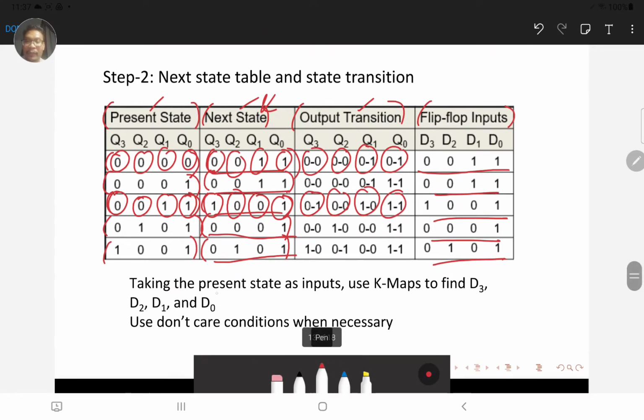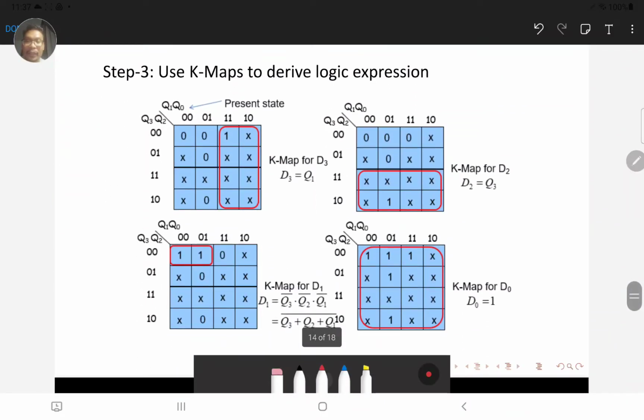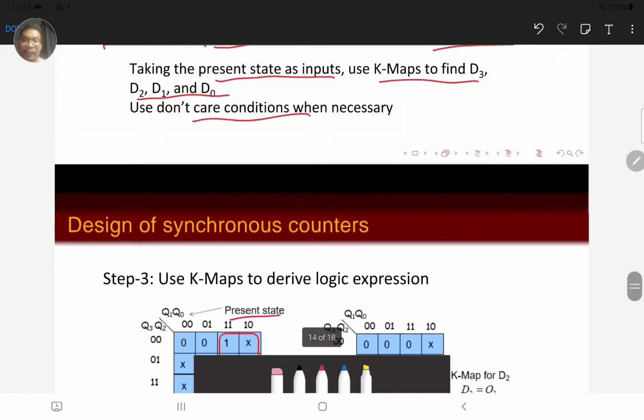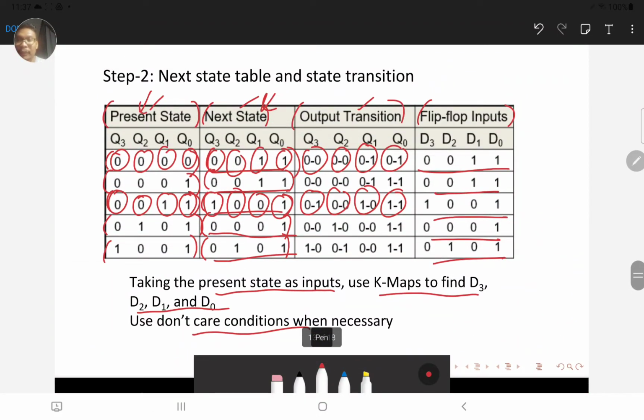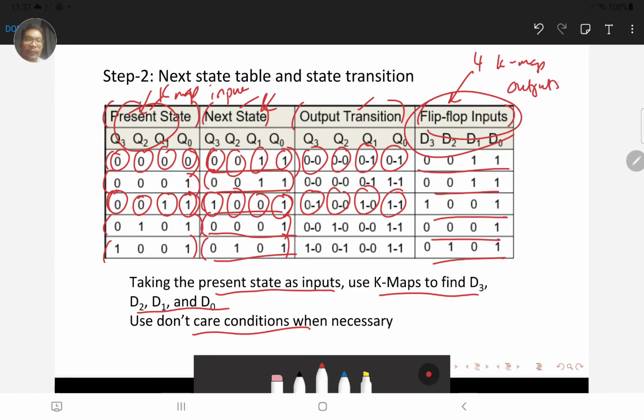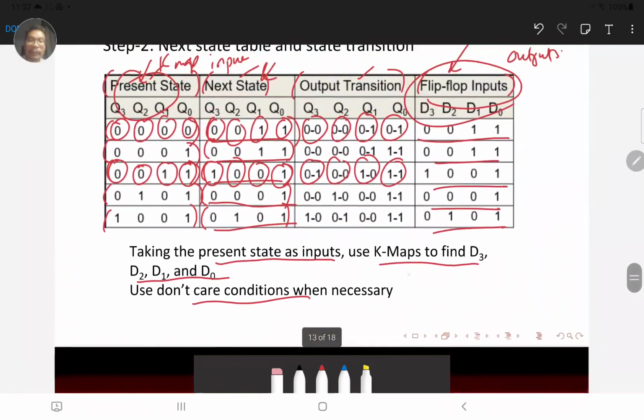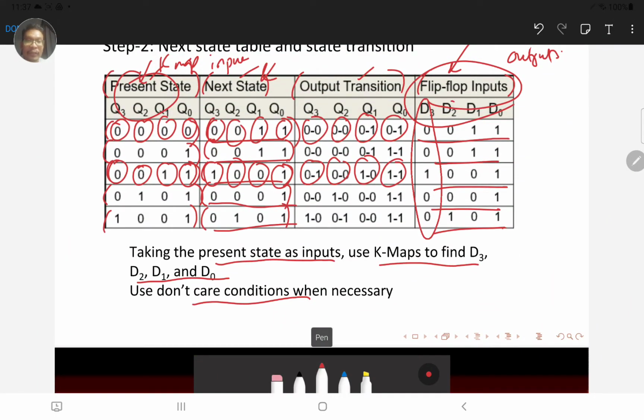As mentioned here, taking the present state as inputs, use the K-maps to find D3, D2, D1, D0, and use don't care conditions when necessary. Given the present state and given the insight here for D3, D2, D0, D1, this is our K-map input, which is the present state, and here will be the four K-map outputs. We have one K-map for D3, one for D2, one for D1, and one for D0.